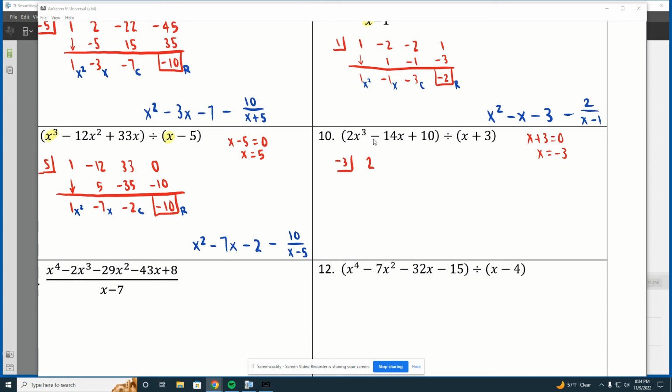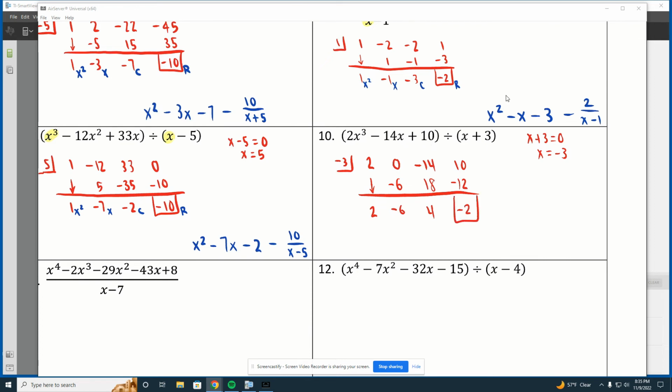What's after x cubed? X squared, don't have it, 0. What's after x squared? X, got it, -14. Back on track. After x, constant, got it, 10. And I'm done. That's all of them. Bring down that first term, 2, and start multiplying and combining. -3 times 2, -6. 0 minus 6, -6. -3 times -6, +18. 18 minus 14, +4. -3 times 4, -12. 10 minus 12, -2.